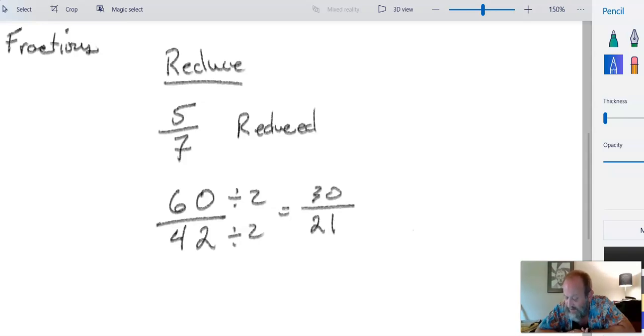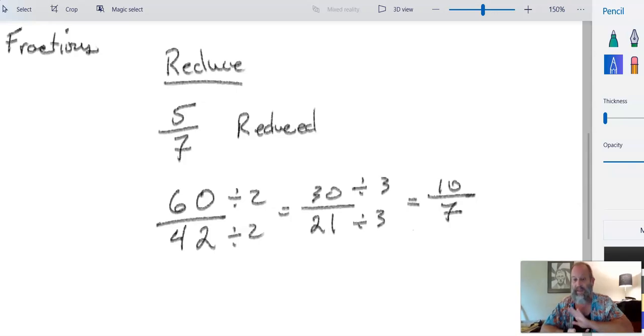So we have to check to see if anything else goes in. Looking at this, the factors of the denominator are 3 and 7, and it turns out 3 goes into the numerator as well. So we're going to divide by 3. Now, if I do that, I end up with 10 over 7. I check to see if anything else goes in. 7 is prime, and 7 does not go into 10, which means that it's not going to reduce anymore.